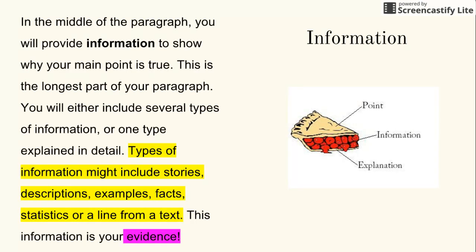So you are going to start each of your 3 body paragraphs with a topic sentence. In the middle of the paragraph, you will provide information to show why your main point is true. This is the longest part of your paragraph. You will either include several types of information or one type explained in detail. Types of information might include stories, descriptions, examples, facts, statistics, or a line from a text. This information is your evidence. This is what you spent several days researching and collecting and putting into that Roman numeral 2 graphic organizer. Now it's time to put that evidence into your paragraphs.